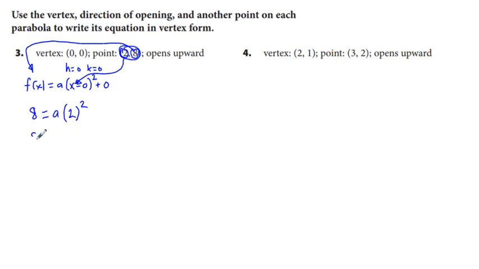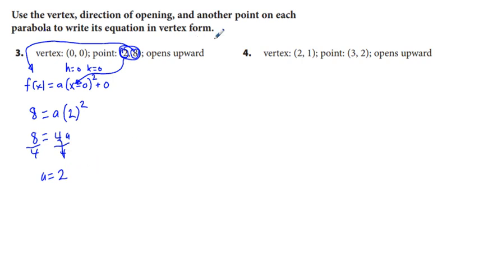So we have 8 on the left side, and 2 squared is 4, so 8 equals 4a. And if we divide by 2, we have the wrong thing. We've got to divide by 4. So a is equal to 8 divided by 4, or 2.